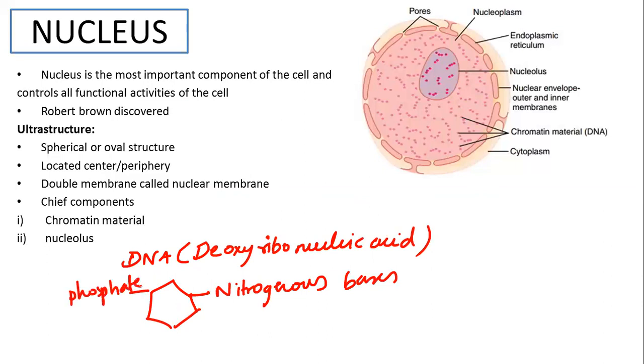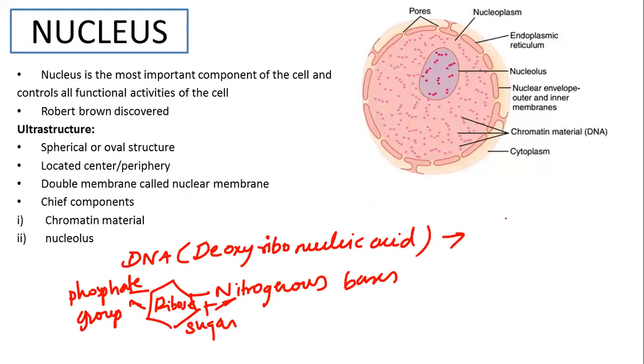So just have an idea about it, no need to go deeper. What is DNA? DNA is the genetic material. This DNA will be present inside the nucleus in the form of chromatin, a thread-like structure. It is made up of a ribose sugar plus nitrogenous bases plus a phosphate group. That is how DNA is arranged.